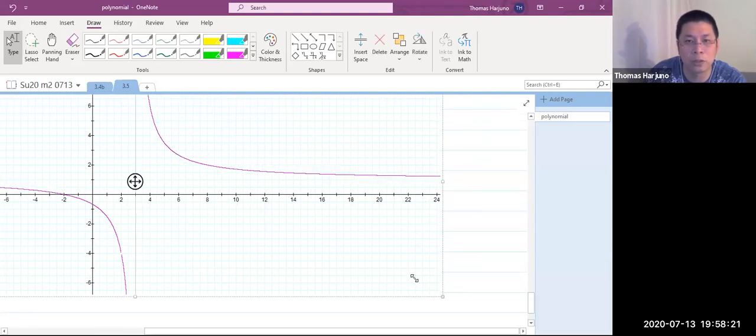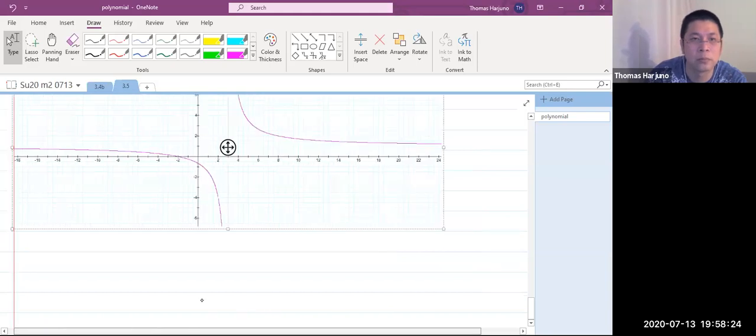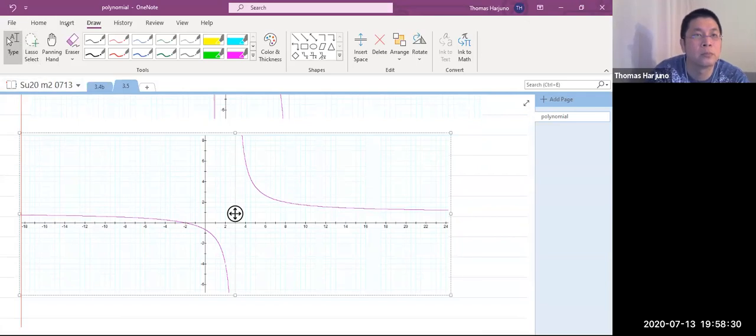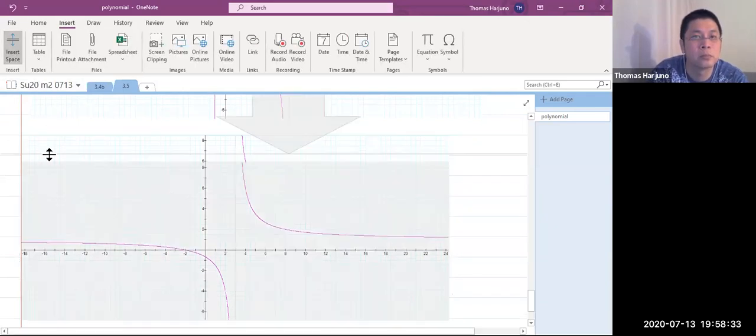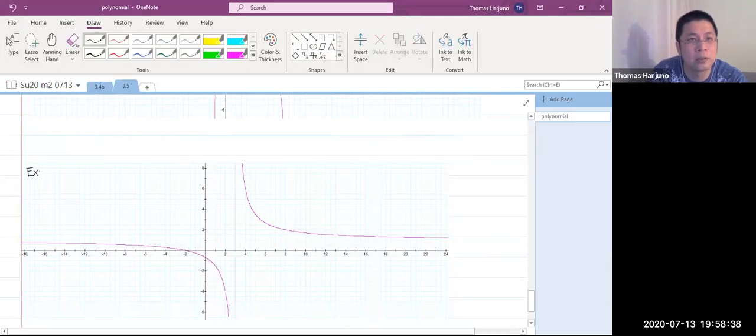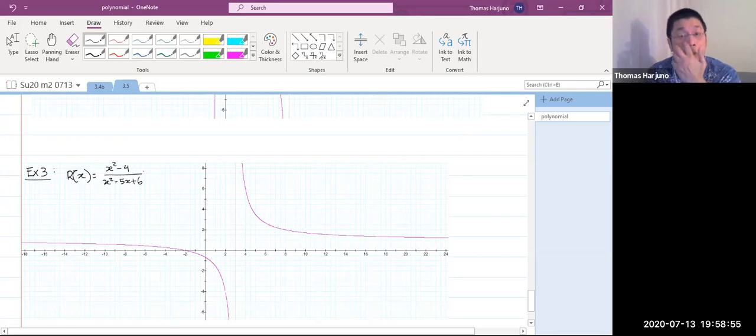Otherwise, it's too big for us to see. This is example 3, where R(x) equals x squared minus 4 over x squared minus 5x plus 6. Now, according to what we had earlier, we found out that the vertical asymptote is only x equals 3.